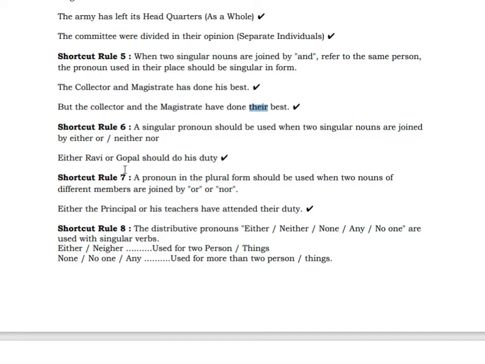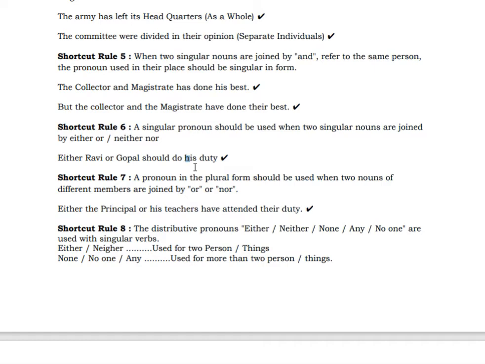It's referring to one person, one of two. One of two, either Ravi or Gopal. Therefore, the pronoun has to be singular. You can't use the plural form of the pronoun when you're using either or neither nor. You got it now. Let's go to rule number 7.